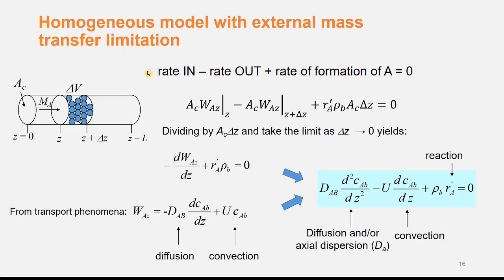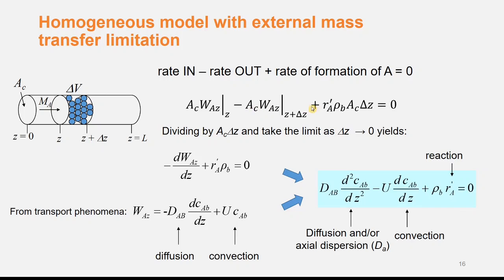To develop the model, we write a material balance for A over the differential element at Z. The rate of flow in of A is WAZ, the molar flux in the Z direction, at Z times the cross-sectional area, AC. The rate of flow out is WAZ at Z plus delta Z, again times the cross-sectional area, AC.